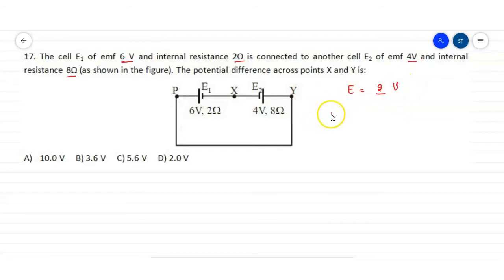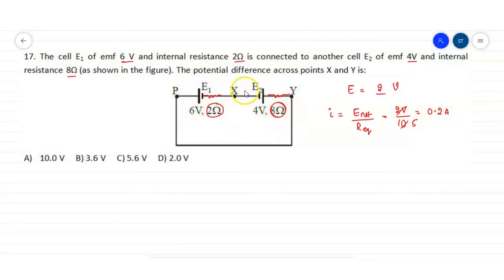If I want to calculate the current in the circuit, that will be effective EMF applied by R equivalent. Effective EMF, as we have just seen, that will be 6 minus 4, 2 volts divided by R equivalent. Here this 2 ohms and 8 ohms will be in series with each other. So as they are in series with each other, effective will be 2 plus 8, which will be 10. So 2 by 10, that will be 1 by 5, or we can write it as 0.2 amperes. 0.2 amperes of current will be flowing.